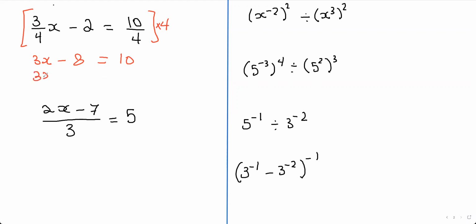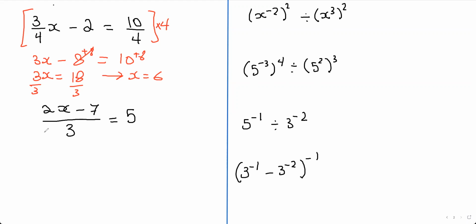Now, 3x equals 18, because you're adding 8 to both sides. That cancels here. And now what you do at this stage, you divide both sides by 3. And you get x equals 6. And that's how you answer this one.